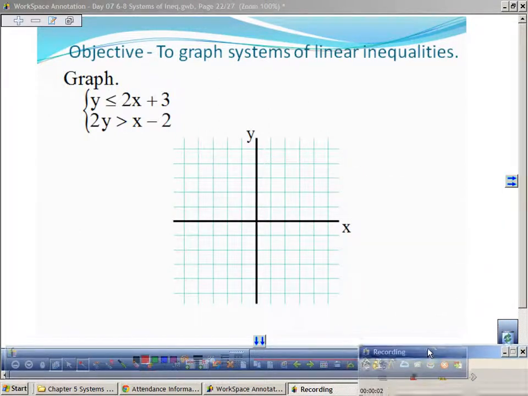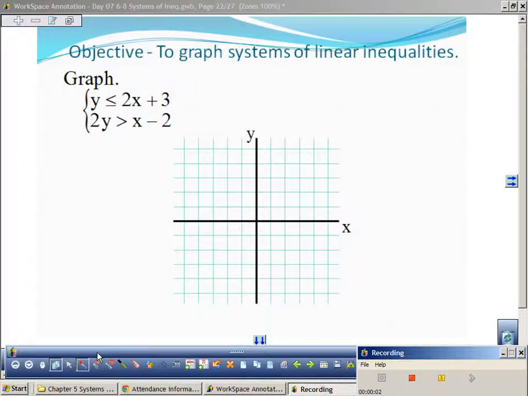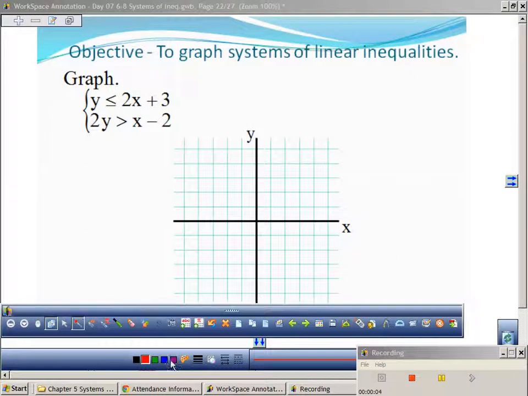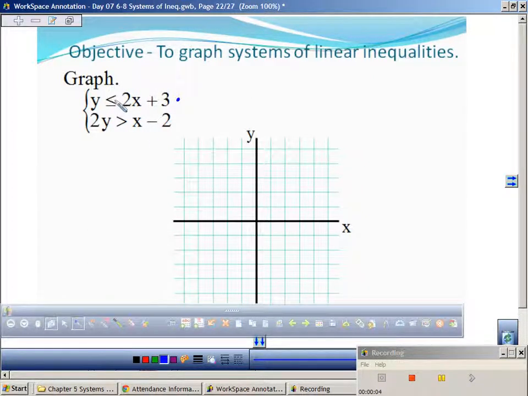Okay, so we've learned how to graph an inequality. So now we're going to learn how to solve a system of inequalities. First we're going to go ahead and graph this line right here: y is less than or equal to 2x plus 3. So I begin at positive 3 and I move up 2 and over 1.